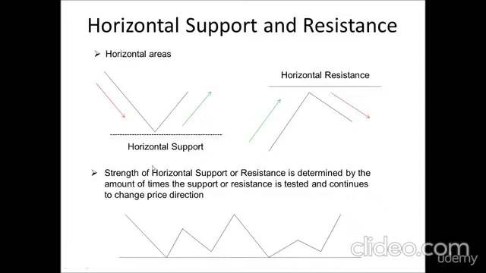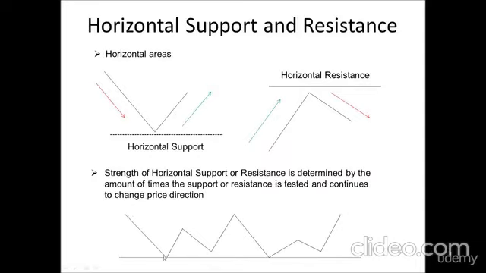The strength of horizontal support and resistance, and for any support and resistance for that matter, is determined by the amount of times the support or resistance is tested and continues to change price direction. So we have a horizontal support on this bottom diagram.